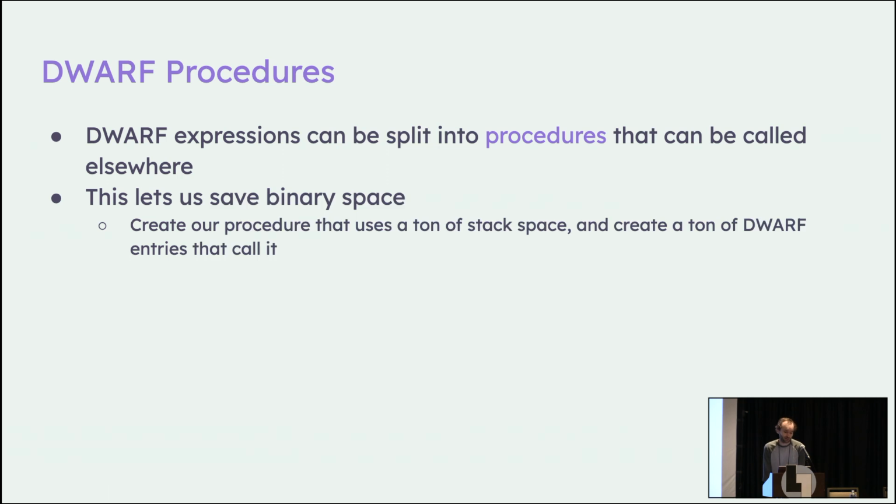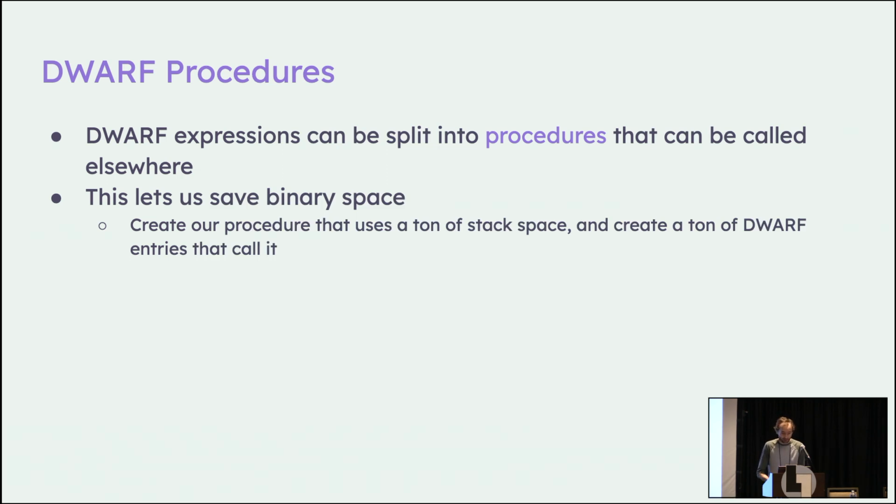And so conveniently, DWARF supports procedures where, just like any other programming language, you define some set of instructions, and then instead of needing to duplicate those, you just make a call and then execute all of that at once. And so this lets us save a lot of space, where we define our evil DWARF expression once, and then we create a whole bunch of DWARF locations that all call that expression so that we don't have to keep redefining it.